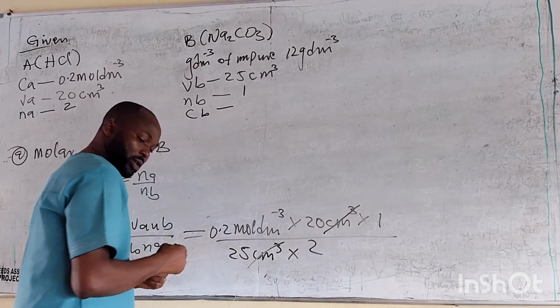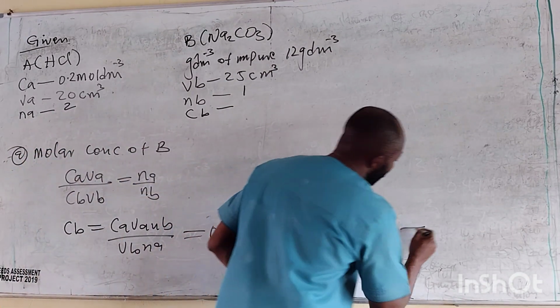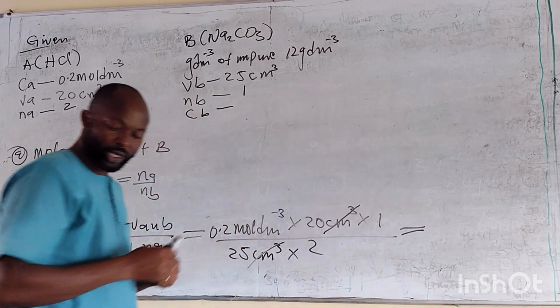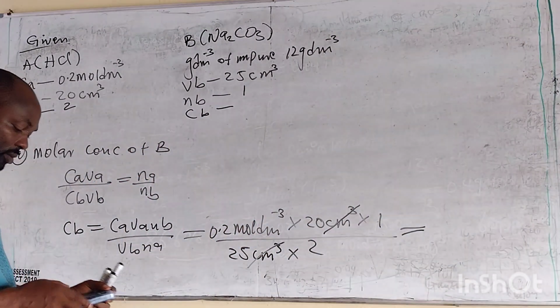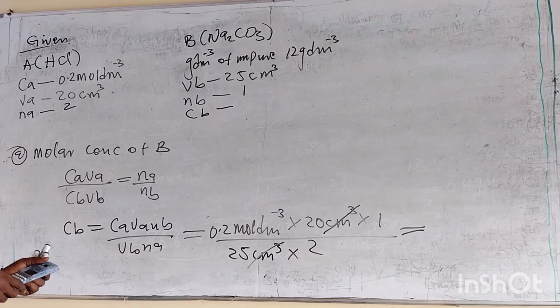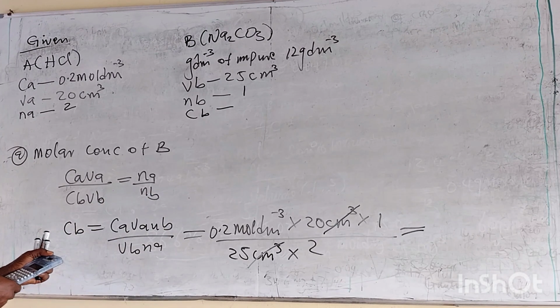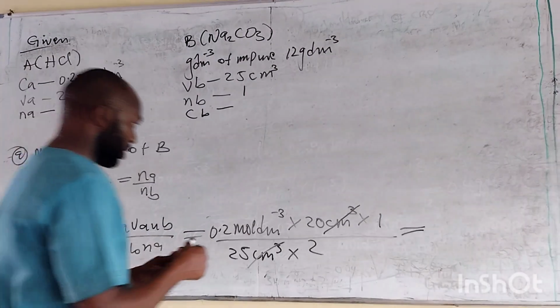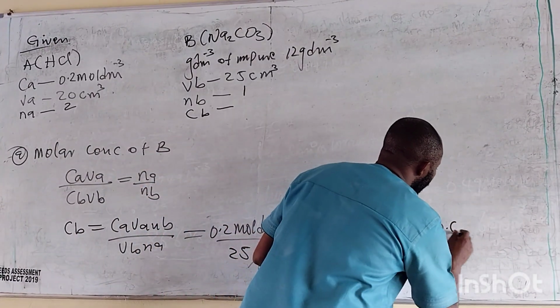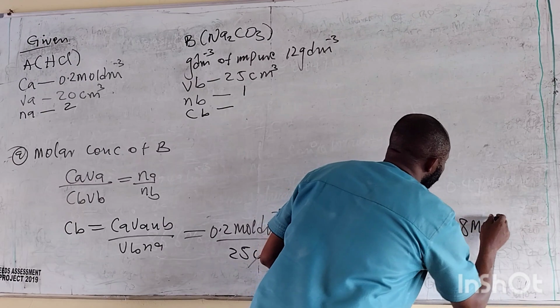We will cancel this. So our answer here for concentration of the base will be 0.2 times 20 divided by 50, which is 25 times 2, 0.08. 0.08 mole per dm cube.